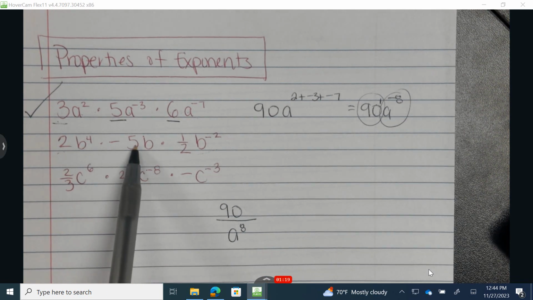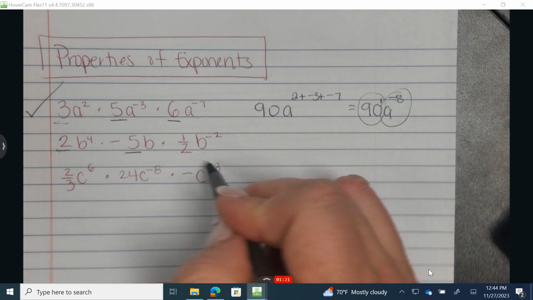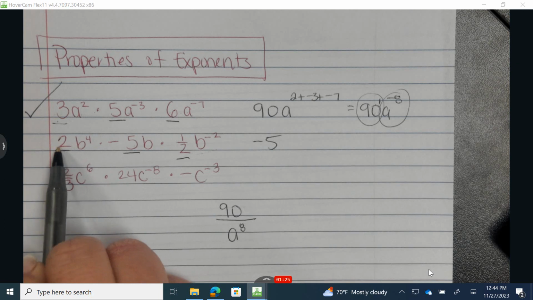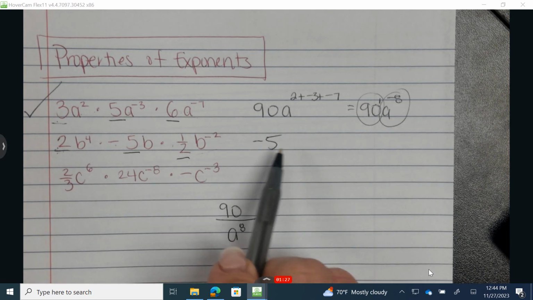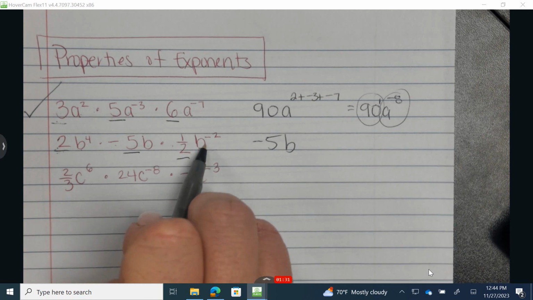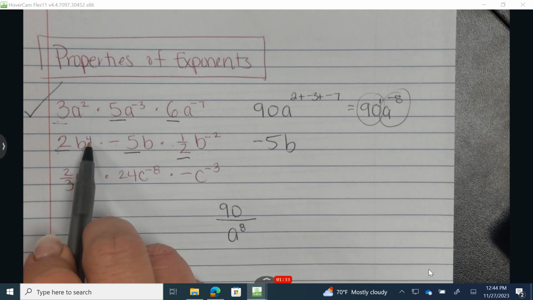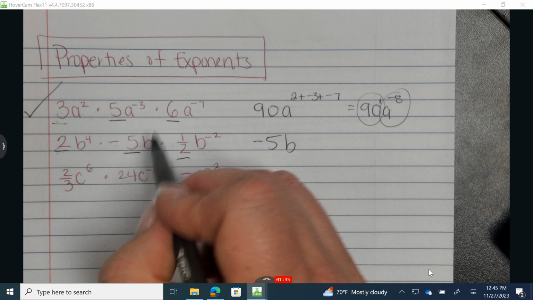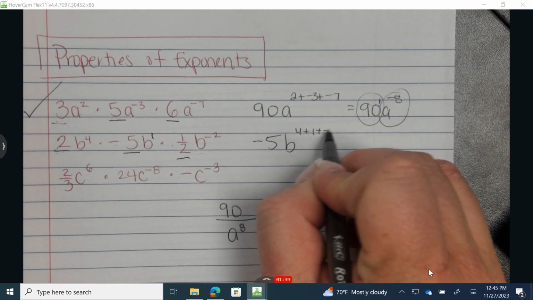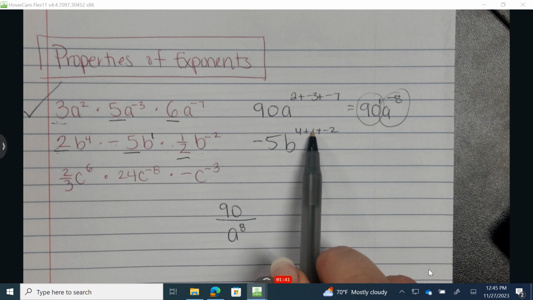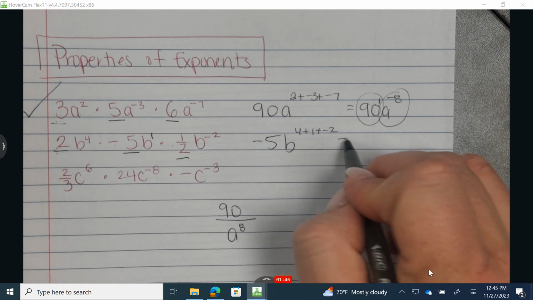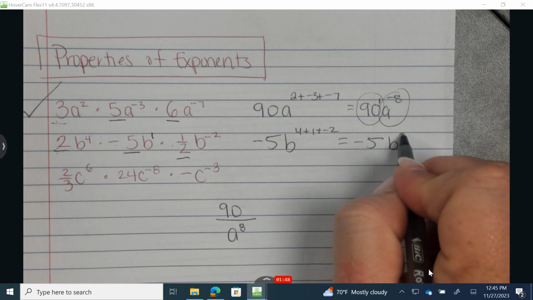2 times negative 5 is negative 10, and half of negative 10 is negative 5. You're welcome to grab a calculator and take 2 times negative 5 times 1/2. You'd also come up with negative 5. When you are multiplying and you have the same base, you're going to add the exponents. So positive 4. There's a hidden 1, so 4 plus 1 plus negative 2. 4 plus 1 is 5, and 5 plus a negative 2 is a 3. So this is negative 5b to the third.